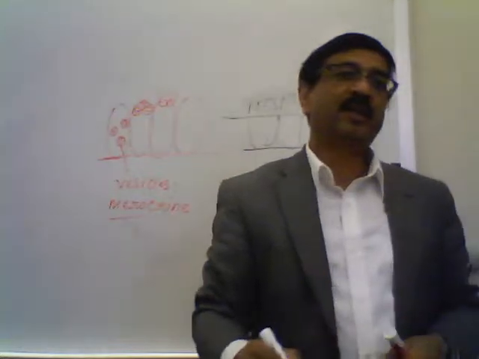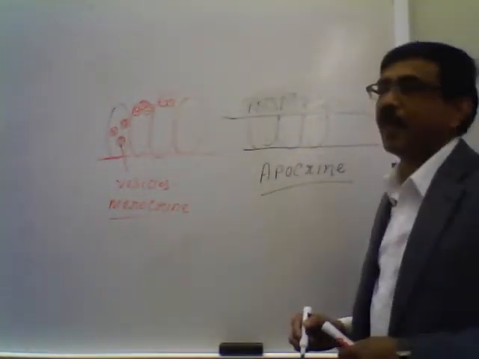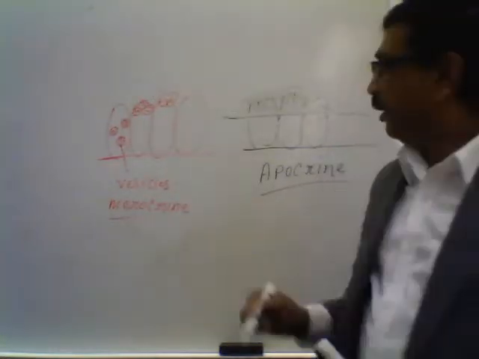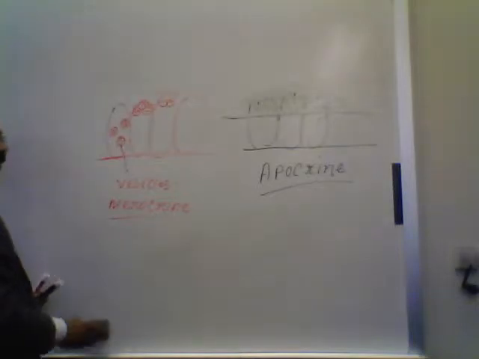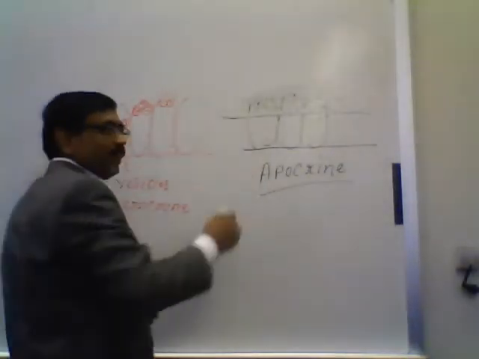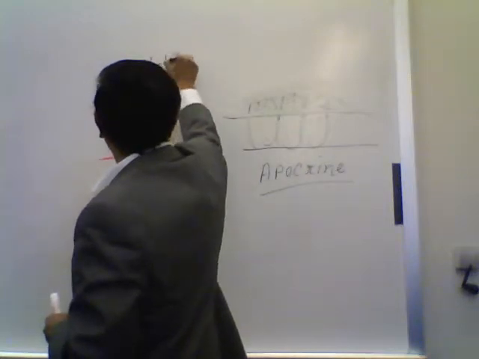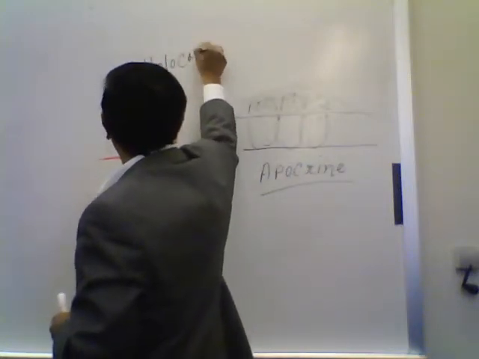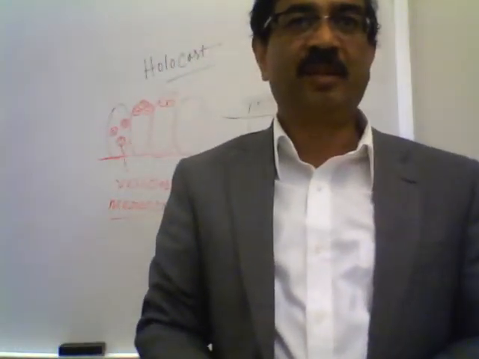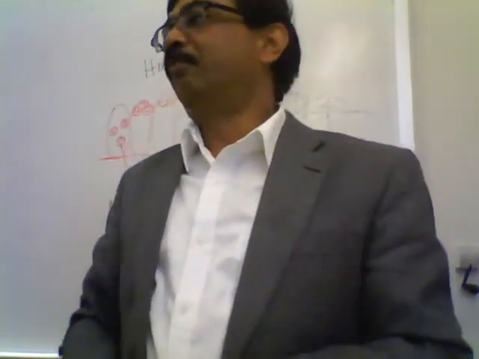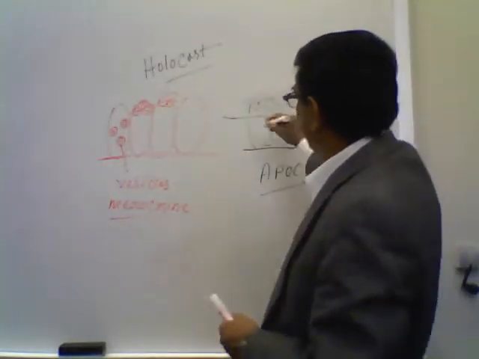Secretion, and the glands are called apocrine type glands, exocrine glands. Okay, then another way is the holocrine. What happens in holocrine? Have you heard the word holocaust? Holocaust? Right. That means death or destruction, right? So what happens in holocrine type of secretion?